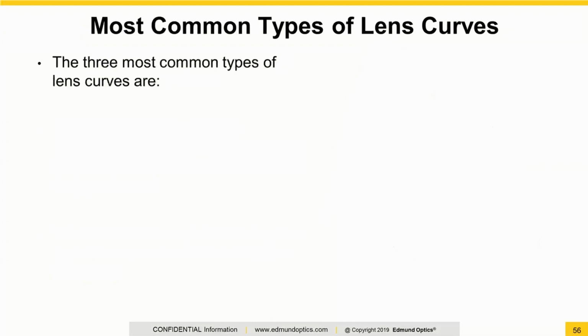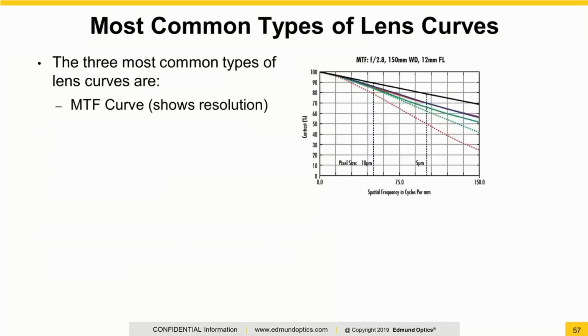There are three really common types of machine vision lens curves that we're going to look at today. First, we're going to look at a resolution curve. This is called an MTF curve. It stands for modulation transfer function, which we'll get into in a minute. Really, this describes how many megapixels a lens can resolve. One of the most common questions that comes up is, can a lens resolve a certain number of megapixels? And it's this chart that describes whether a lens can or cannot do that under certain circumstances.